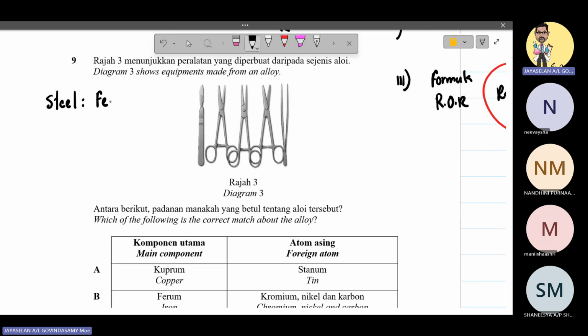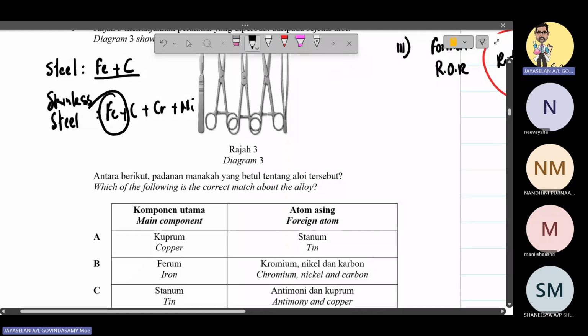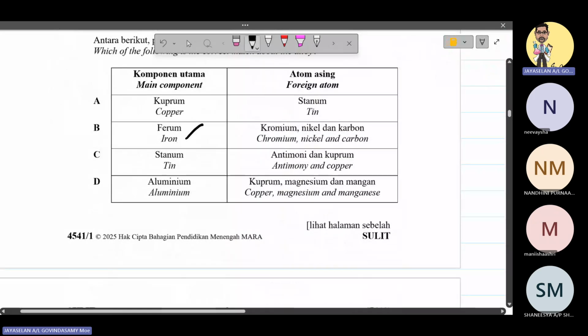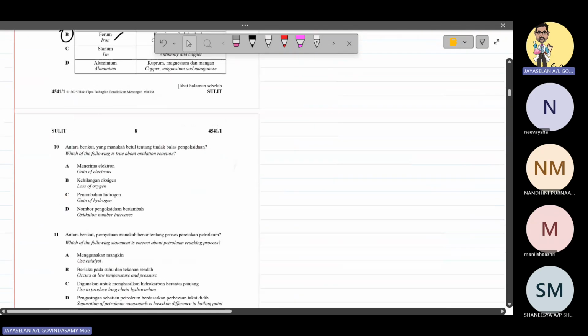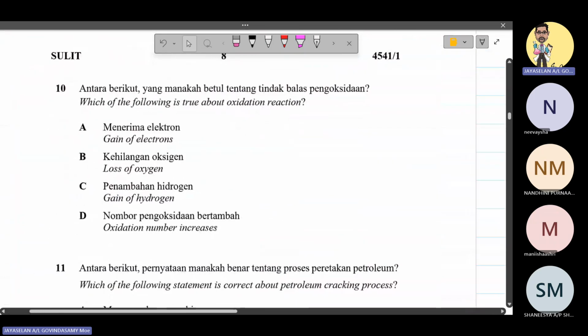Steel is made up of iron plus carbon. Then this one, the surgical instrument is made up of what? Stainless steel. Stainless steel is what? Take this, put here iron plus carbon, add chromium, add nickel. That's all. So the main component is what? The main is iron. This one is very easy. So chromium, nickel, carbon. So answer B. Any question? Okay, we do questions until 10, then we go do the polymer. Next one.